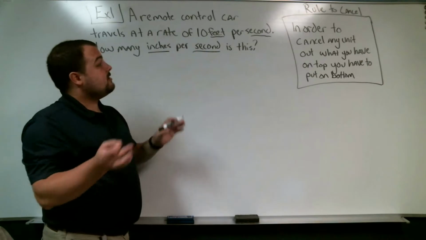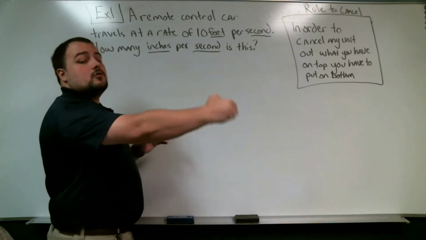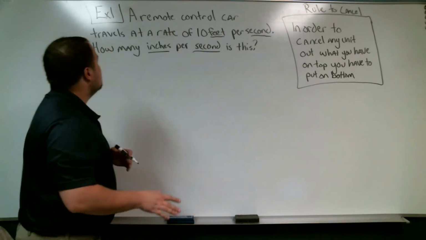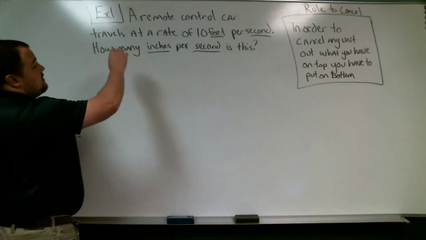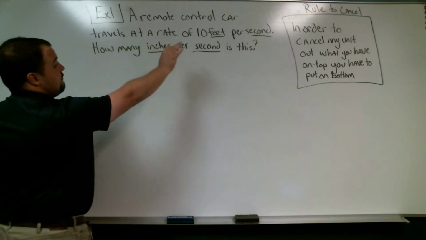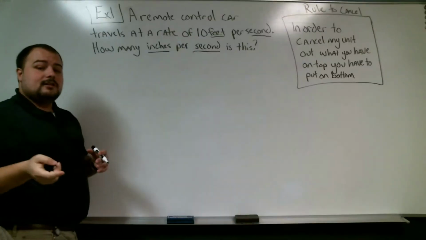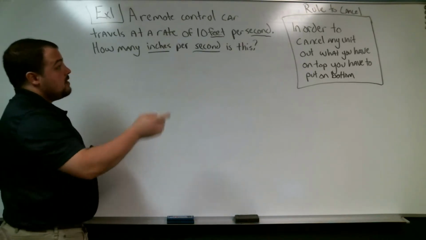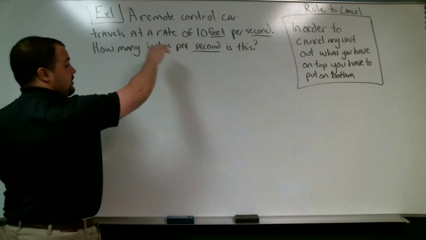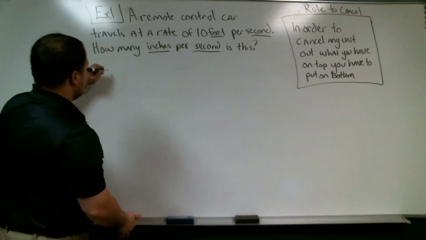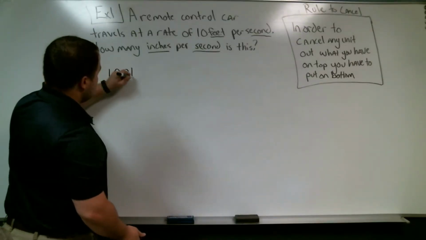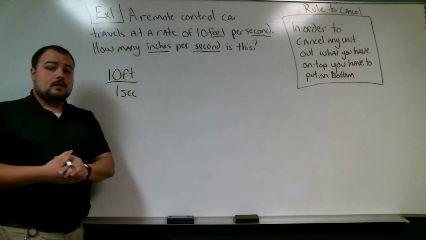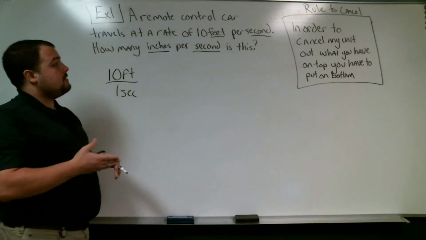So what we're going to have to do is change things from one unit to another unit by using that dimensional analysis. And I'll show you how that all works. The first sentence says a remote control car travels at a rate of 10 feet per second. Well, we learned in lesson 1 and talked about in lesson 2 that a rate is when the denominator is 1. So we need to change the information of the first sentence into a fraction: 10 feet over 1 second. So I have my fraction for my rate.